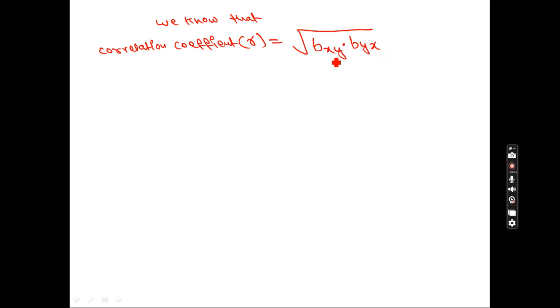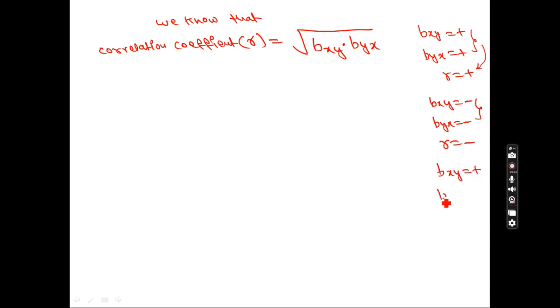Here you need to follow two things. If b_xy and b_yx are both positive, then r is also positive. Remember these points while doing the problem. Next, if b_xy is negative and b_yx is also negative, then r is also negative. If you get b_xy positive and b_yx negative, this cannot happen, so that is wrong.